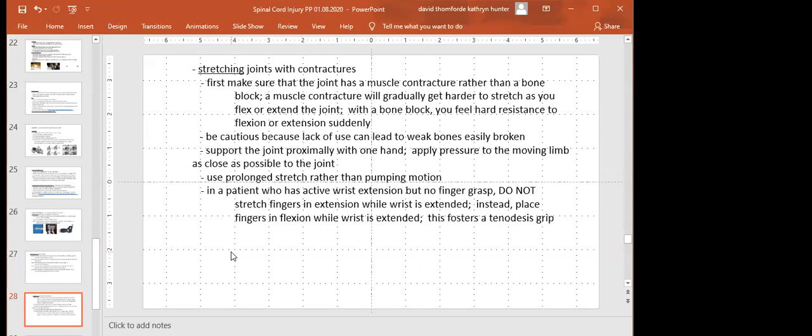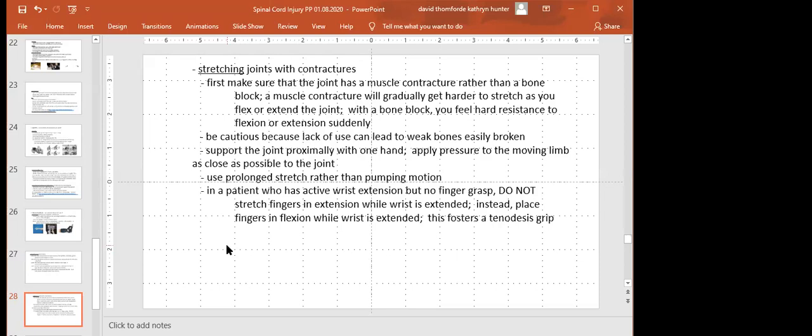Okay, we do some stretching because if a person has a contracture, if they have an elbow contracture in extension and they can't reach their mouth, that's going to really limit what they can do. So we do some stretching as OTs. One thing to do is make sure that it's a muscle contracture and not a bony block. A muscle contracture results when a muscle gets shorter. So for instance, if the elbow extenders get shorter, the person has trouble flexing their elbow.